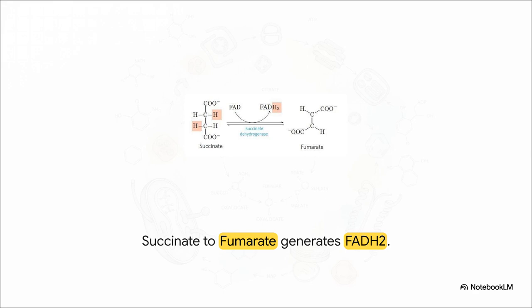Moving right along to step 6. Here, the enzyme succinate dehydrogenase goes to work. But instead of generating NADH, it uses FAD as a coenzyme to generate FADH2. This is yet another incredibly crucial energy payload for the body, which is eventually going to be cashed in at the electron transport chain. Our molecule is now converted into fumarate.